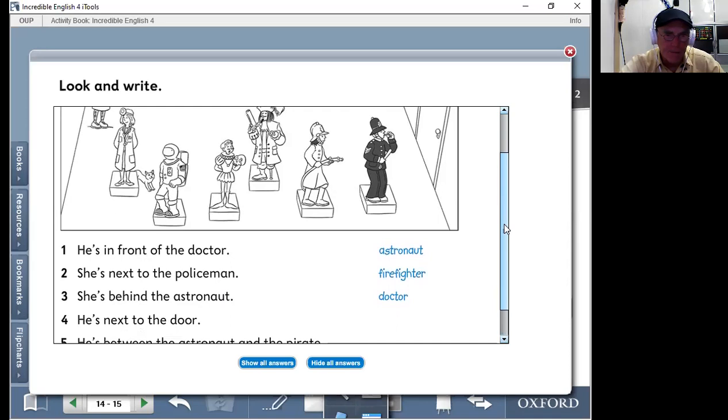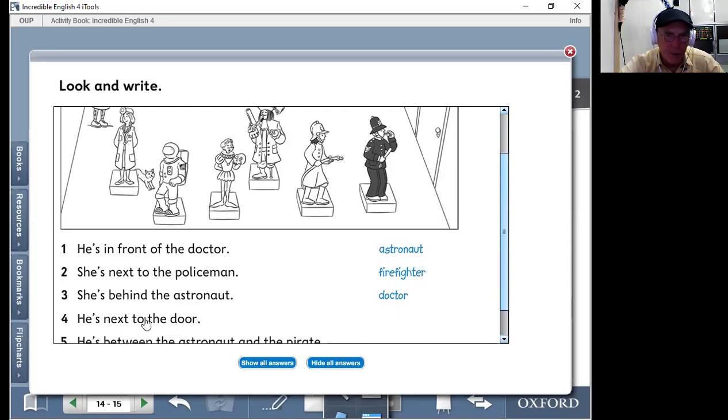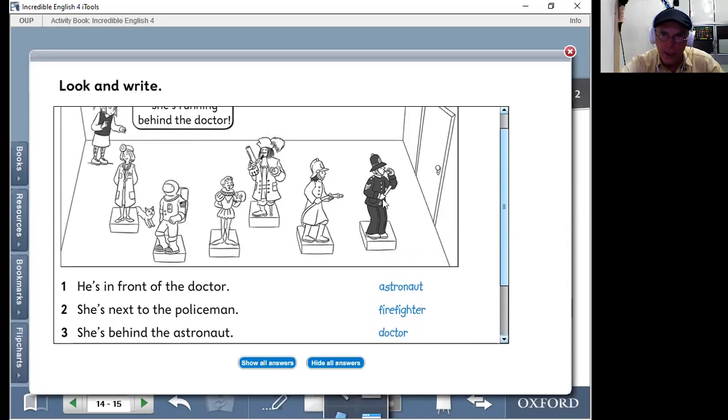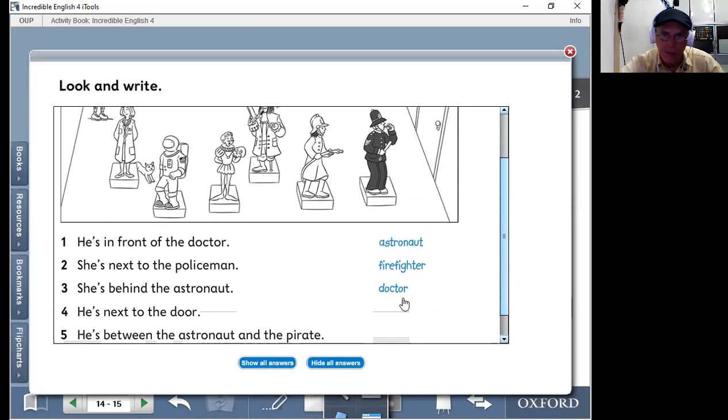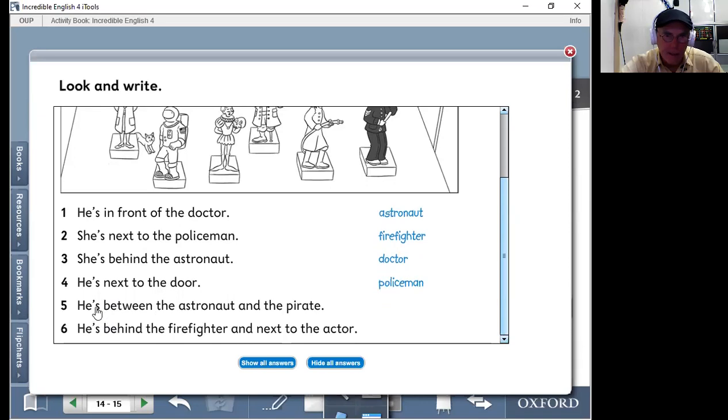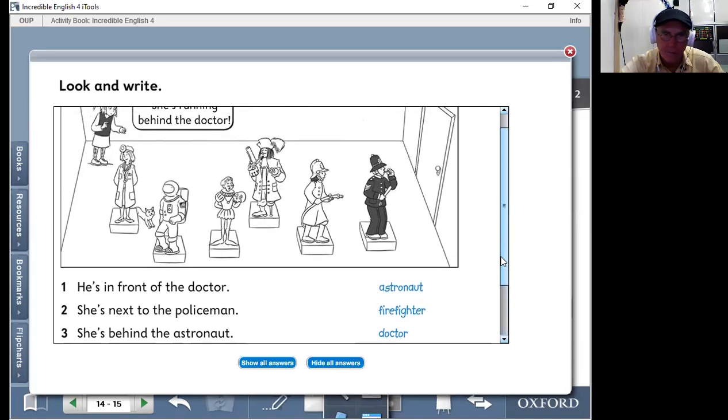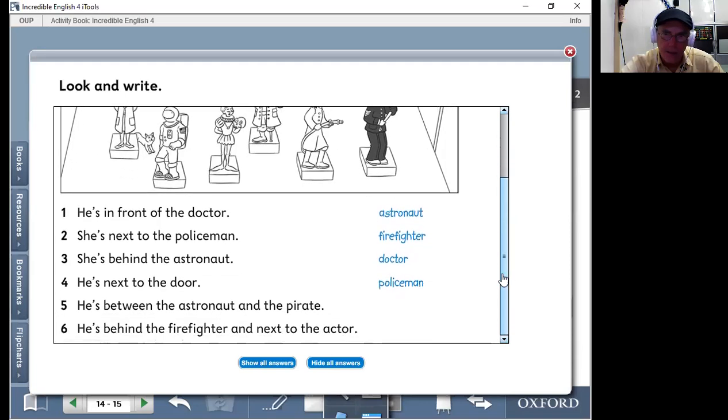Now, number four. He's next to the door. Who is next to the door? Well, that's an easy one, isn't it? This one's next to the door, and it's the policeman. So we write policeman on the line. And for number five, he's between the astronaut and the pirate. Here's the astronaut. Here's the pirate. So who's between the astronaut and the pirate? Yes, it's this one. And this time it's the actor.